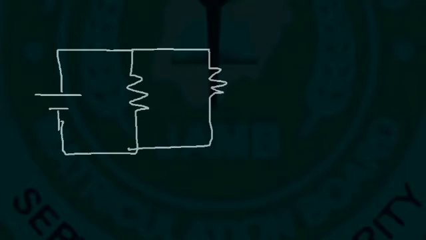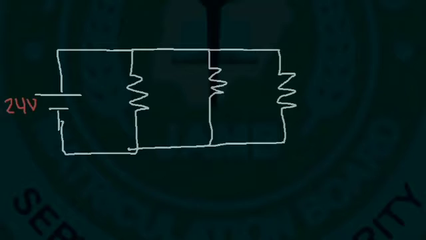Now let's try another example of a parallel circuit. But this time we're going to have 3 resistors instead of 2. So we're going to use a 24 volt battery. The first resistor is going to have a value of 3 ohms. The second is going to be 4, and the third is going to have a value of 6 ohms. Calculate the current that flows through each resistor.